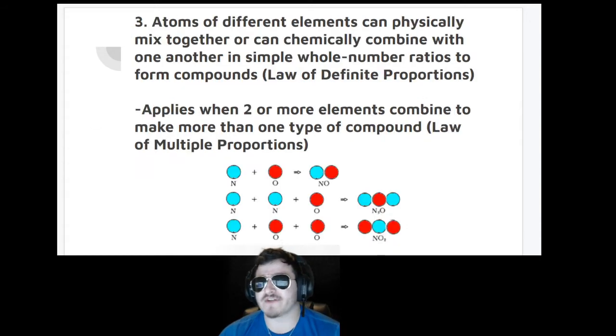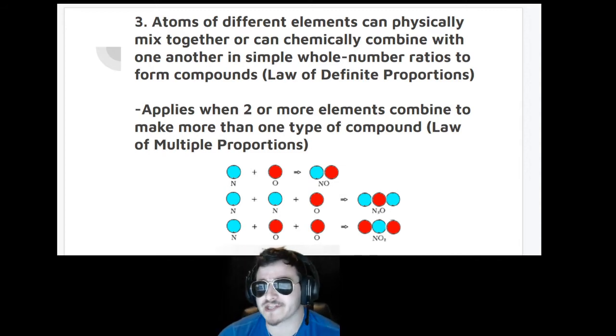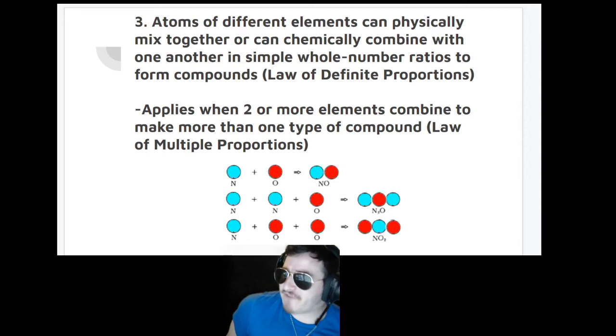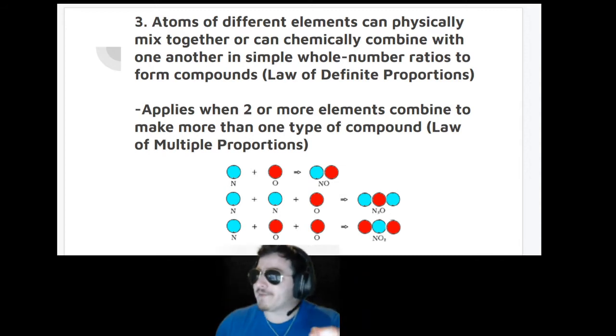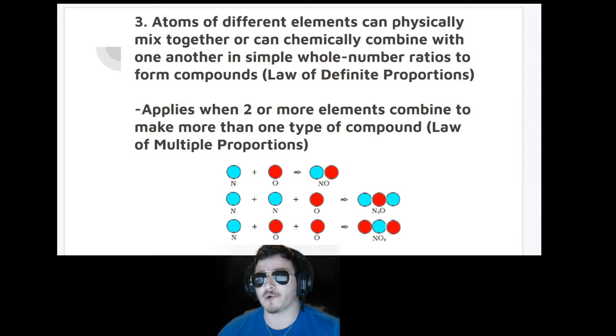Number 3, atoms of different elements can physically combine, mix together, or can chemically combine with one another in simple whole number ratios. That is a very fancy way of saying half of an atom is not going to get with half of an atom. We're always dealing with whole number amounts of atoms. Okay? Water is H2O. It's not going to be broken down into H1O.5. It doesn't work that way. So it's always whole number ratios. And that is the essential aspect of the law of definite proportions.